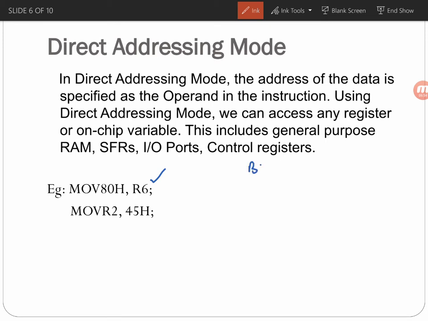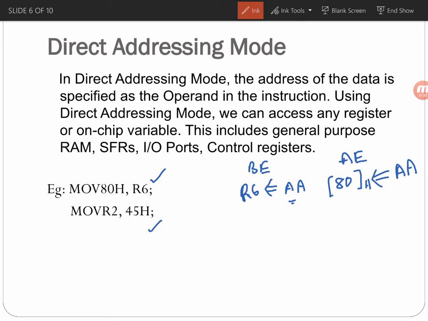Before execution, assume that R6 has some AA. After the execution, what happens? What is the content of R6? AA will be copied into the RAM location 80H. The content of R6 will be moved into the RAM location 80H.